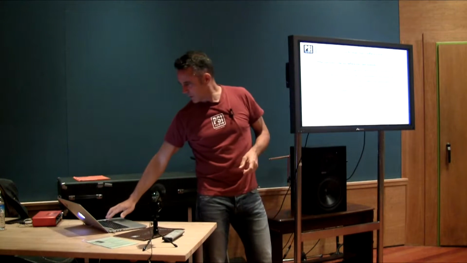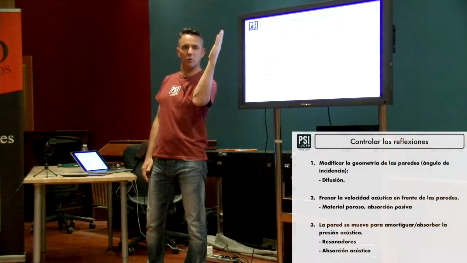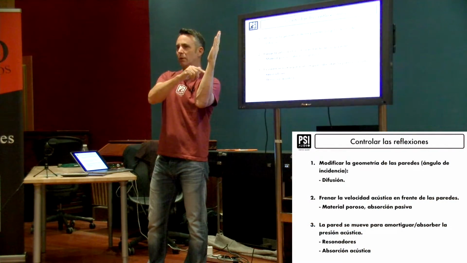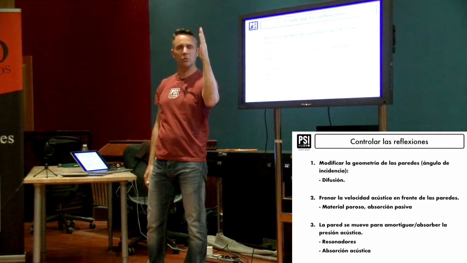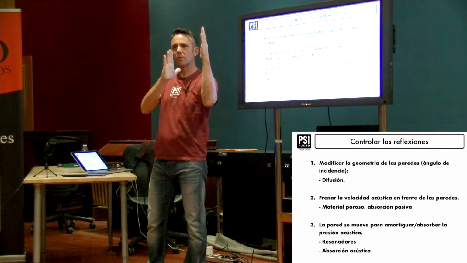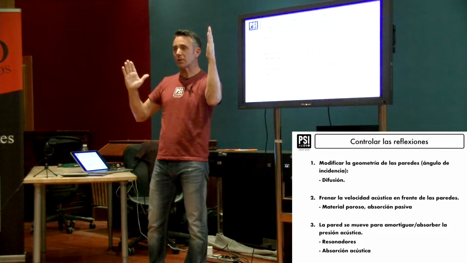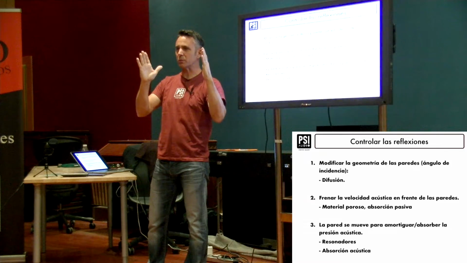And there are different ways of treating or controlling these reflections. First of all, you can change the angle. So you're not absorbing more, but you're going to reflect in a different direction. That's one thing you can do. The other thing you can do is slow down this velocity, so that when it reaches the wall, it's stopped. Basically you have to slow it down before it gets to the wall. That's what we do with porous material.